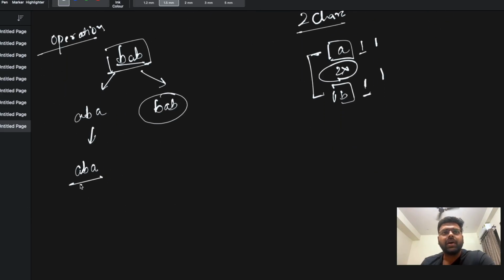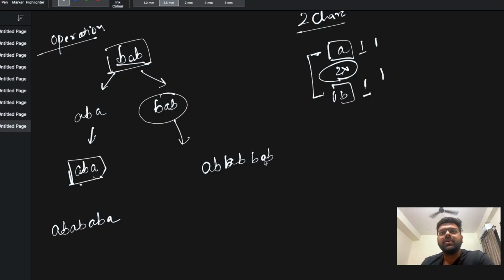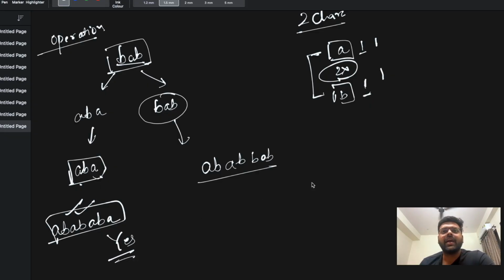If I have done this particular operation, my string would have been ABAB, ABA, and if I have done the other operation, my string would have been ABAB, BAB. So now I know that this particular string can become an alternating string, so I would simply output yes. And if this cannot be possible, I would simply output no.